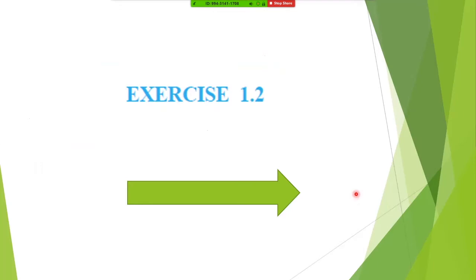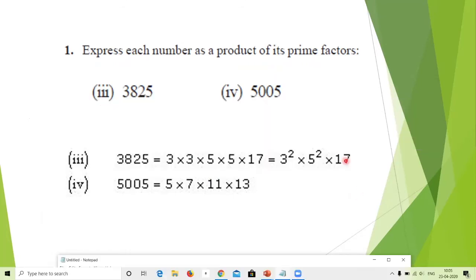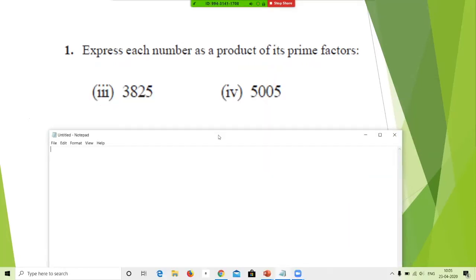Sure. Let's start with our exercise 1.2. Everybody put today's date and write exercise 1.2. Very simple. Let's just find it faster. Are we ready? Yes, ma'am. Chalo, start. Express each number as a product of its prime factors. Come on, do it.